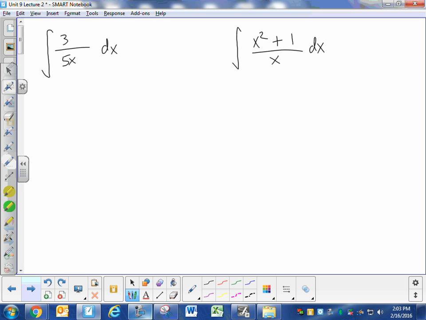Questions? Take this guy on the left. We got 3 over 5x. What's the antiderivative of that? Well, you might think, oh, I'm going to rewrite this. I'm going to do step 0. I'm going to make this 3/5 x to the negative first. Does that help me? Well, not if you try to use the power rule, because the power rule is not going to work, because it's x to the negative first. Instead, maybe you write it like this, 3/5 times 1 over x, and you just remember, oh yeah, the power rule doesn't work for x to the negative first, which is the same as 1 over x. The antiderivative of 1 over x is just log x. So this is just 3/5 log absolute x.